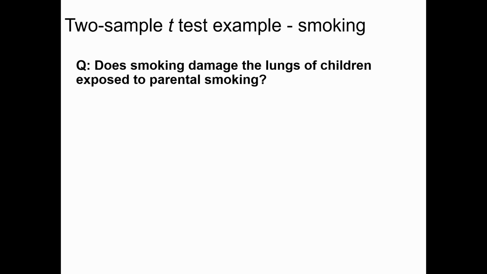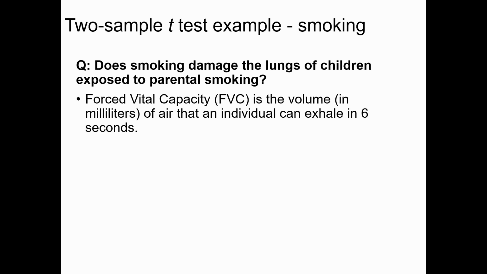Okay, so now we're being more specific about the kind of damage, about the kind of harm. It damages the lungs, right? That makes sense. So how would you measure that? Well, one way of measuring it is the forced vital capacity, or FVC. It's the volume in milliliters of air that an individual can exhale in 6 seconds. And this is a measurement of lung health.